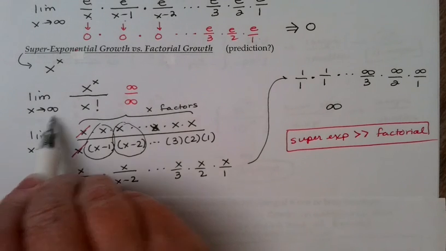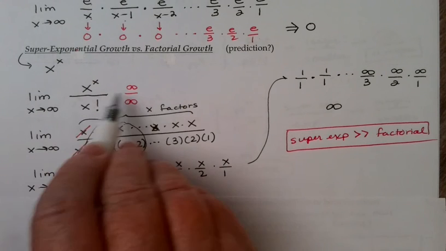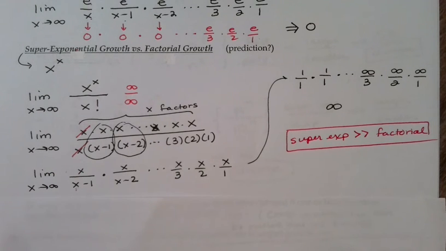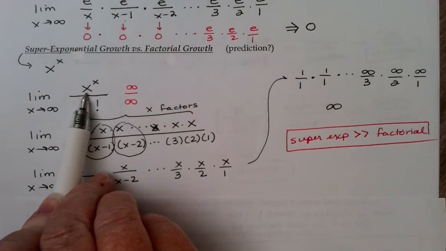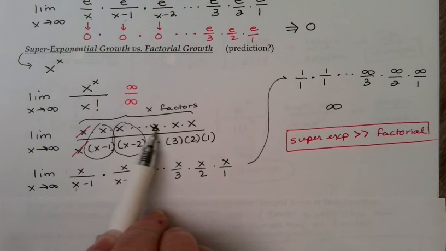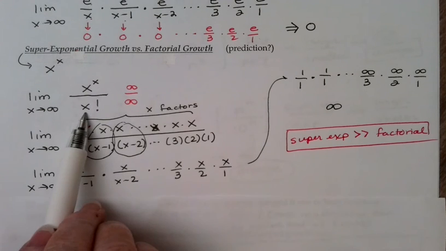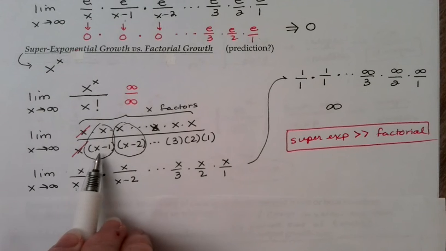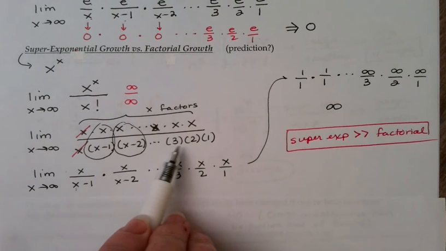So here we go. I'm taking the limit, super exponential on top, factorial on the bottom. Definitely infinity over infinity. And once again, L'Hopital's rule is no help because I can't take the derivative of x factorial. So I'm going to use an approach very much like last time. I'm going to say x to the x power means to multiply x by itself, x times x times x times x, etc., a total of x times. Denominator x factorial, x, x minus 1, x minus 2, etc., down to 3 times 2 times 1.